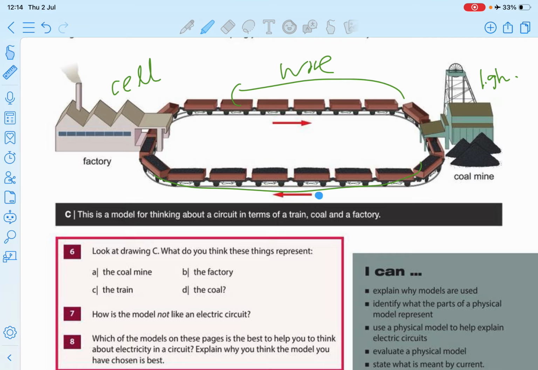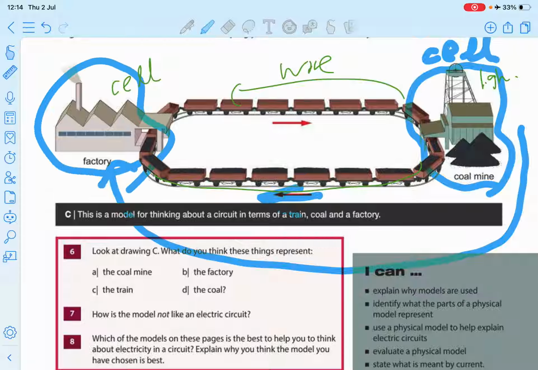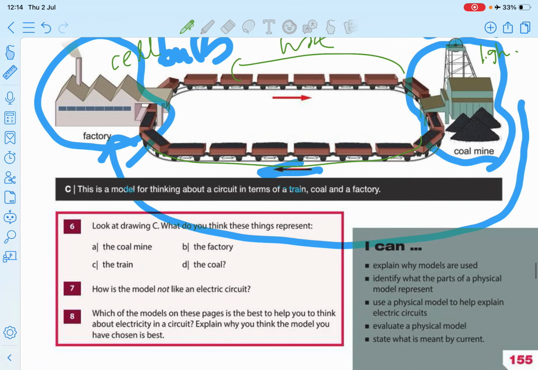Think about the path. The arrow is from here, so the coal mine generates the coals and they go to the factory, right? So think about it: without a coal mine the factory cannot work, right? So the coal mine acts as the cell, the factory acts as the bulb, right? In the models they are not exact items, but we can assume that this acts like this, and this acts like this, right? That's a basic idea.